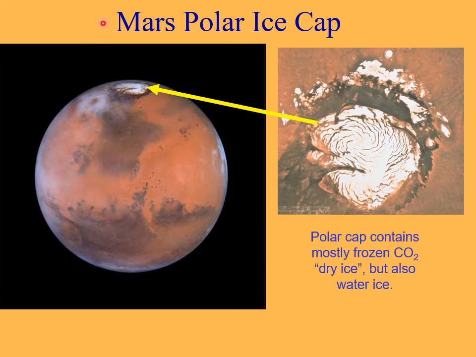Just like the Earth, Mars has polar ice caps. And these ice caps grow and shrink depending on the season. This is a picture from space showing the planet Mars here, and you can see the ice cap up here. And this is an image from an orbiter that flew over the ice cap and imaged it. So these polar caps contain mostly frozen carbon dioxide, which we know as dry ice, but it also contains frozen water ice.